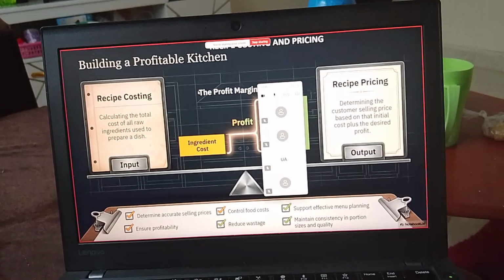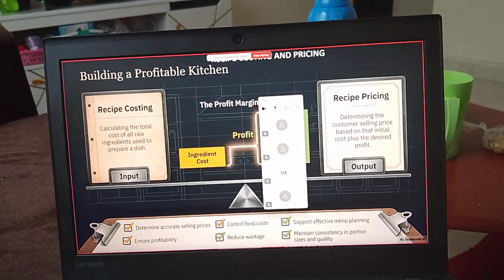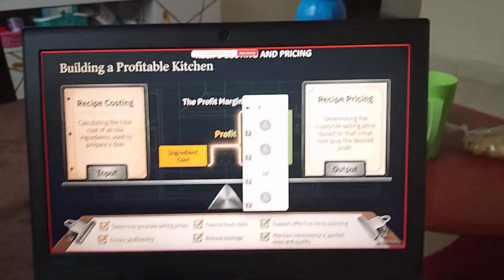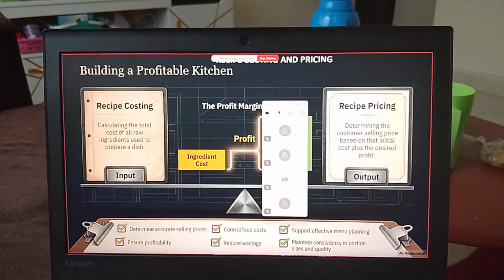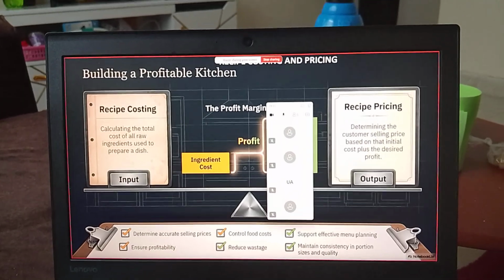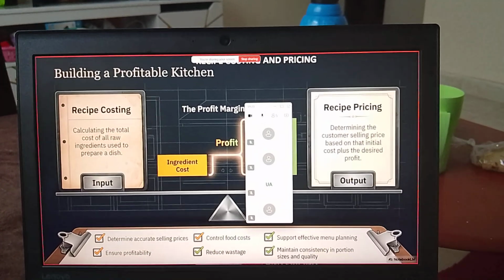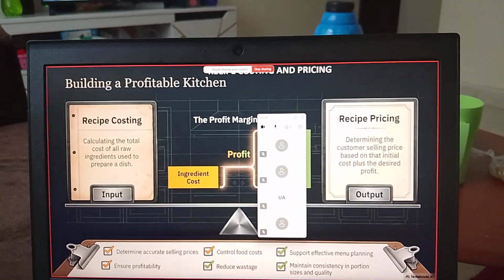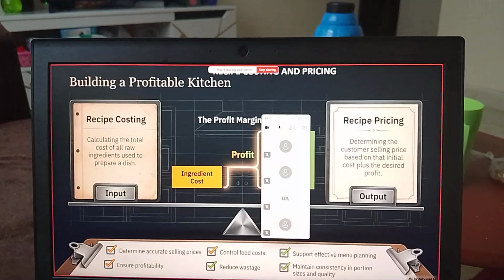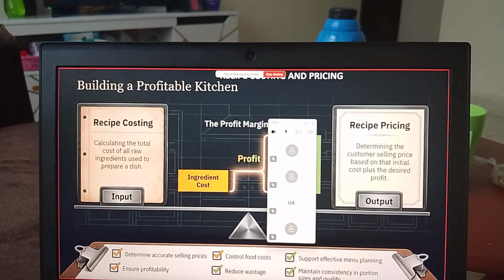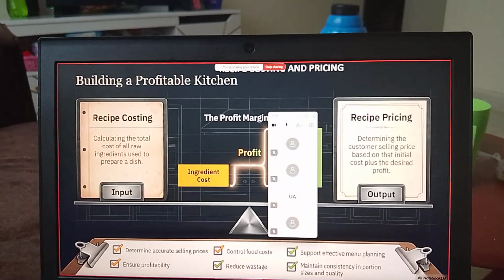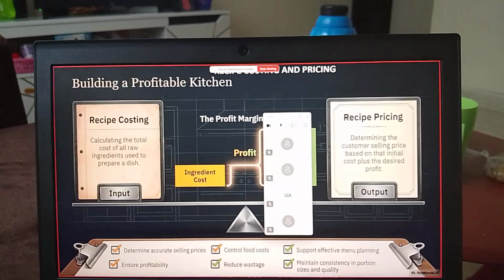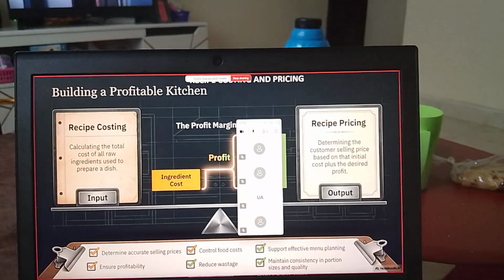Okay, so recipe costing is just calculating the total cost of all raw ingredients that you've used to prepare a dish, which is very important because we are in business, we want to make money, we need to calculate whatever cost we have incurred. Then recipe pricing is just determining the customer selling price based on the initial cost plus the desired profit. So after you've calculated how much you've spent on a particular dish, it becomes easier to determine the price so that we add the cost plus the desired profit.